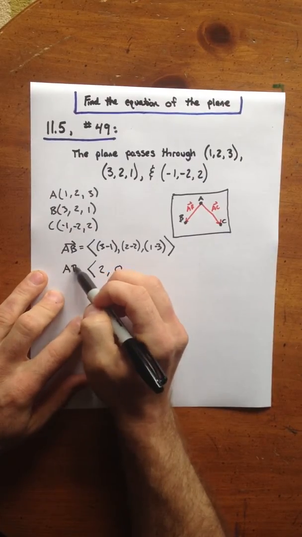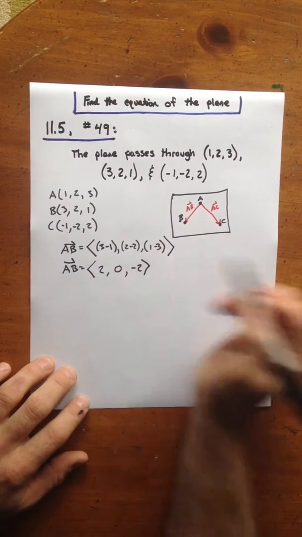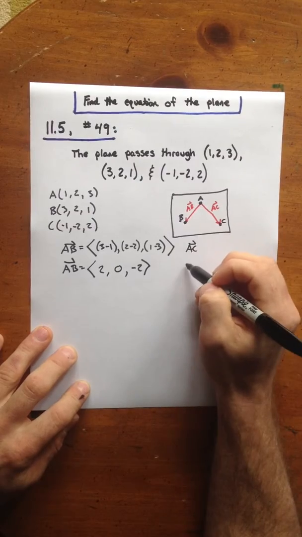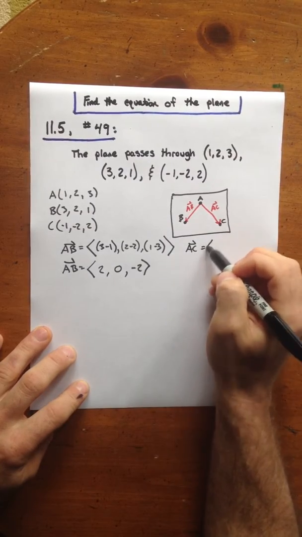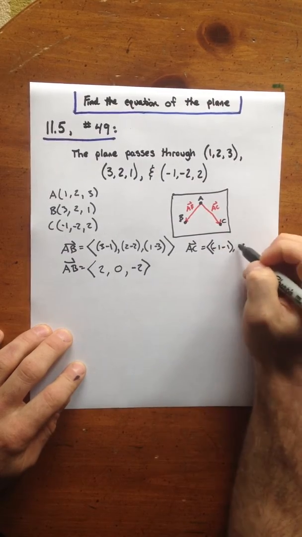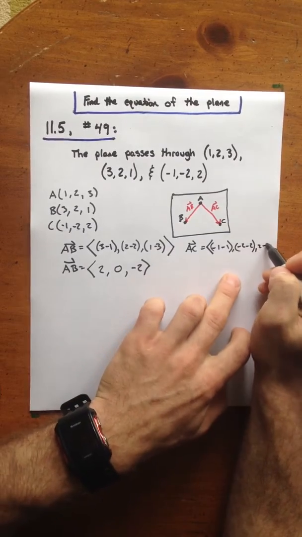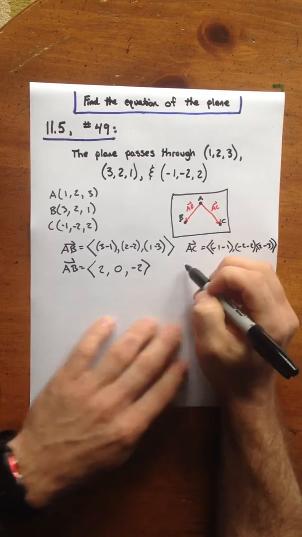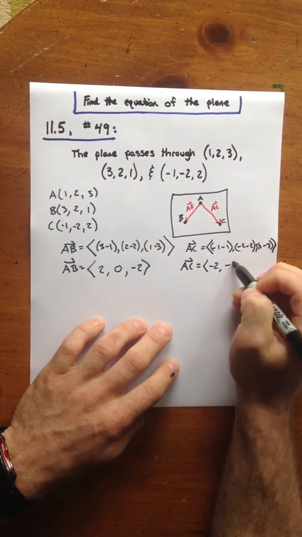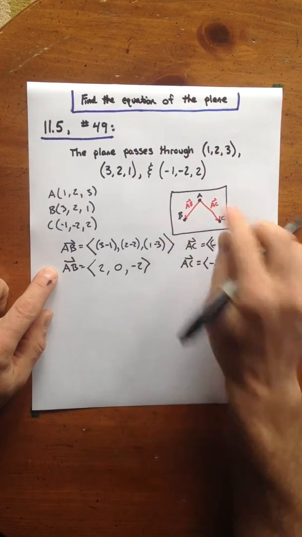So vector AB is going to be equal to 2, 0, negative 2. And we'll squeeze AC in here over to the side just to save room. Negative 1 minus 1. Negative 2 minus 2. Squeezing in here. 2 minus 3. Cleaning it up and writing it bigger so you can hopefully see it. Okay, so now we have our two vectors, AB, AC.